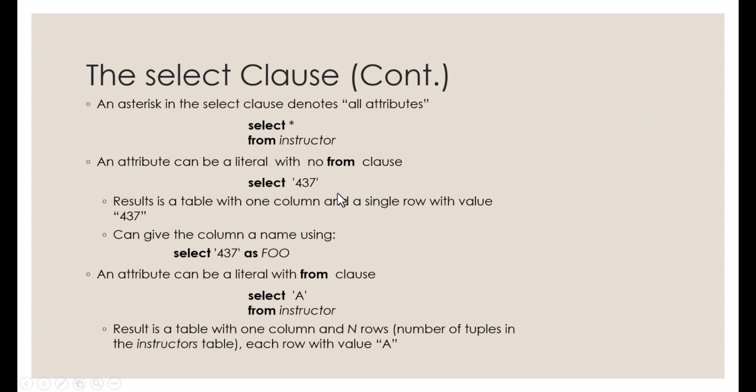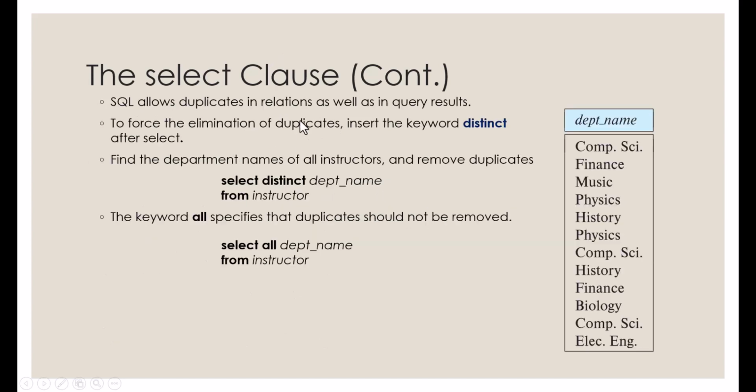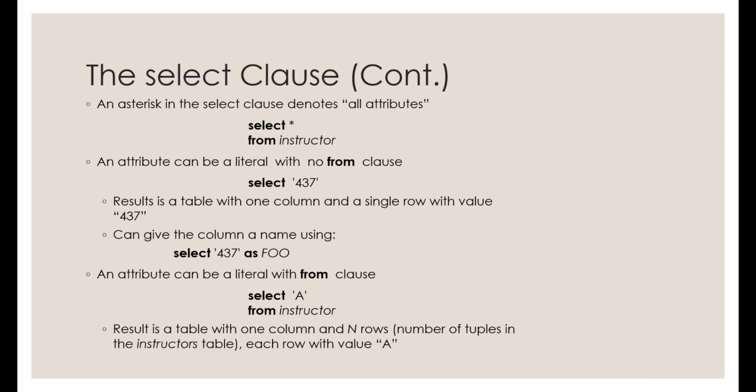Okay, if you want to show all the attributes, so instead of specifying I only want to see department name, or department name, comma, salary, if you want to see every single attribute from that table, you just use this asterisk symbol. So select asterisk from instructor and this will list all the attributes from table instructor.